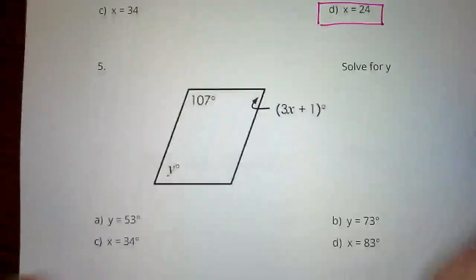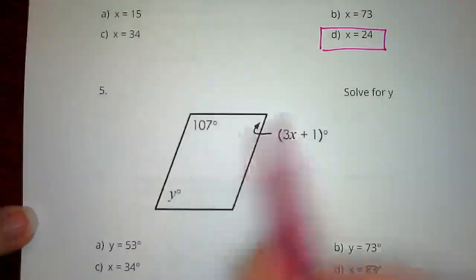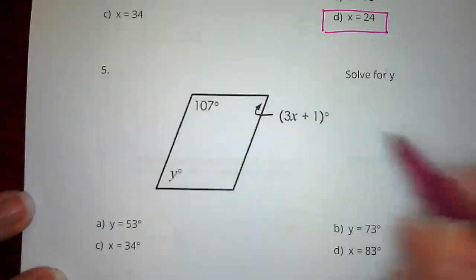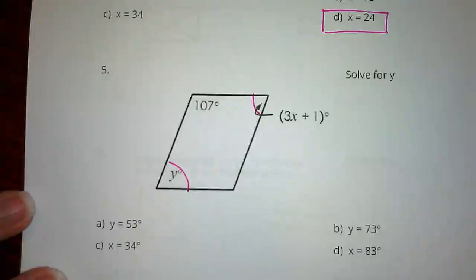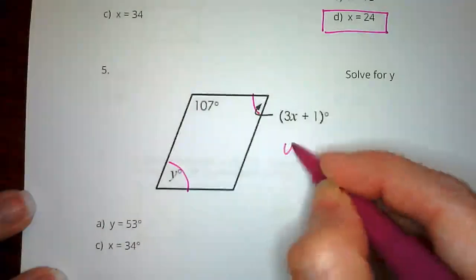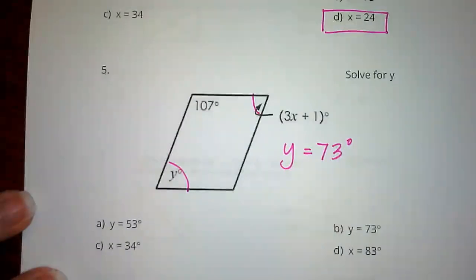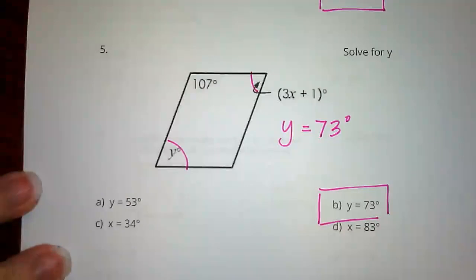All right, number 5, solve for y. Well, this is really a continuation. Since we know that x is 24, we know that this angle and that angle are congruent. So y is going to be 73 degrees. So that should be B.